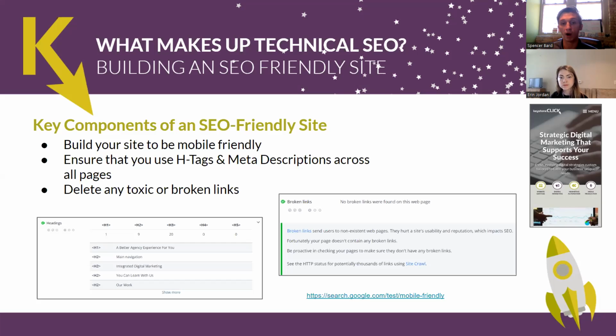Another real way to ensure that you are technically optimizing your site is auditing your toxic or broken links. Broken links are just links that go to non-existent web pages that bring up errors. Once again, that's going to hurt your site's credibility and your authoritativeness with the search engine. It's going to make your site more difficult to crawl. It's going to hurt your sitemap. So really ensure that you audit your broken links, delete them, and make sure that all your internal links are going to the right page, and so on and so forth. Those are some more key components of an SEO friendly site, more on the technical side.